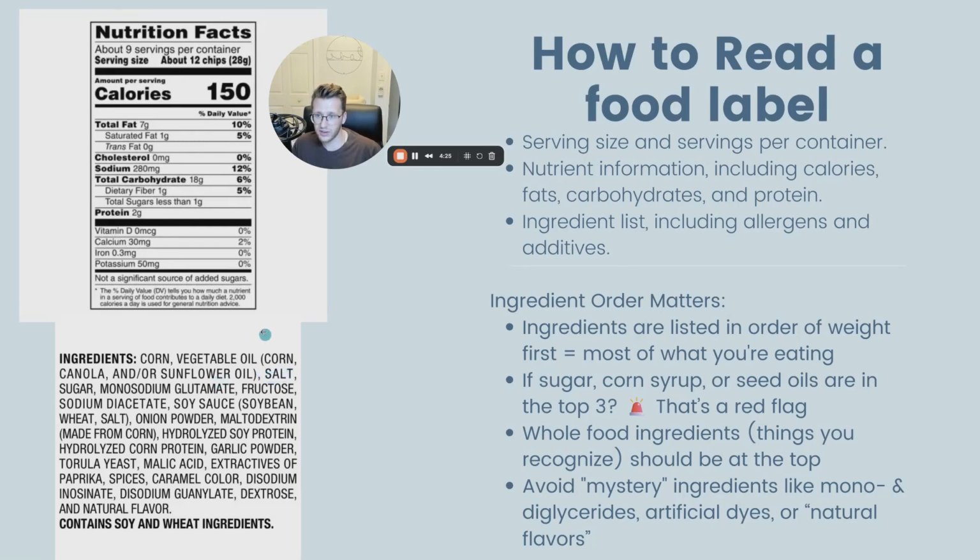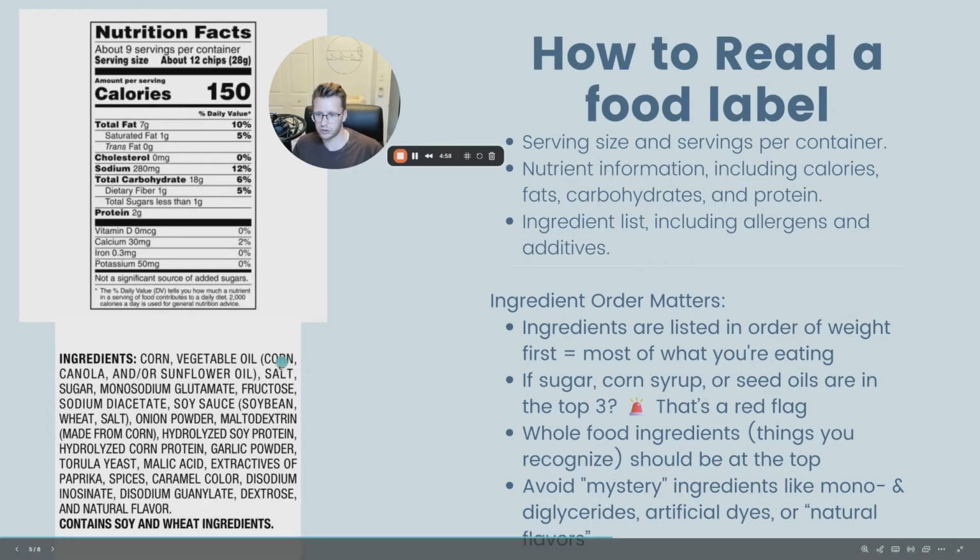Then we've got salt. So how much sodium is in here? Where's our sodium? 280 milligrams. And then on the side here, you'll see the percent of daily value. This is how much should I be eating? How much is this of my total daily value, right? So it's not much. Salt, sugar, monosodium glutamate. Do we know what that is? That's called MSG. It's nasty. It's a neurotoxin. It's added to increase the flavor. It basically makes food addicting. Then we've got fructose, which is sugar, sodium, soy sauce, onion powder.